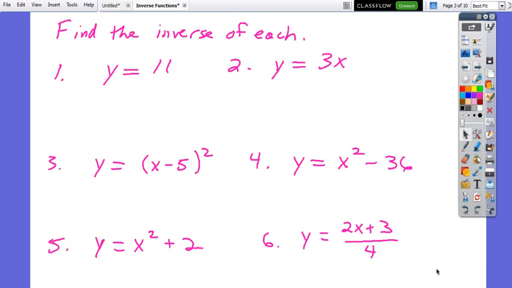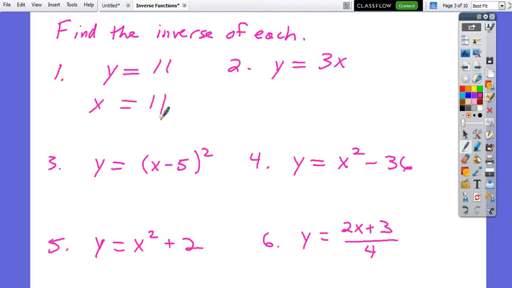All right, so find the inverse of each of these. So the first one, y equals 11. There is no x for us to swap. But we're just going to swap it. Where there's a y, what do we put? We put an x. There's your inverse.